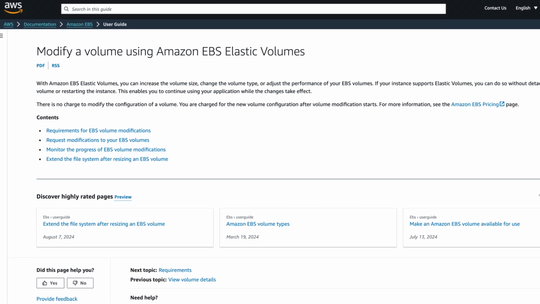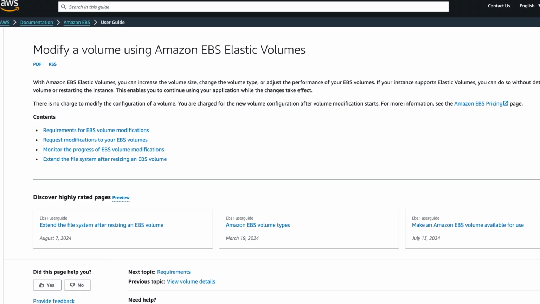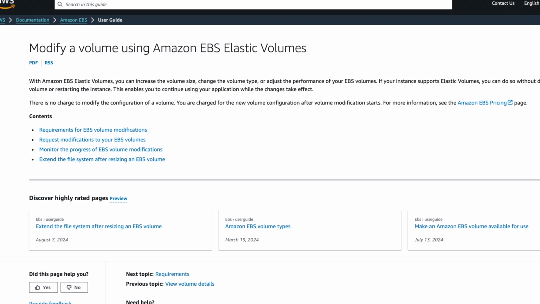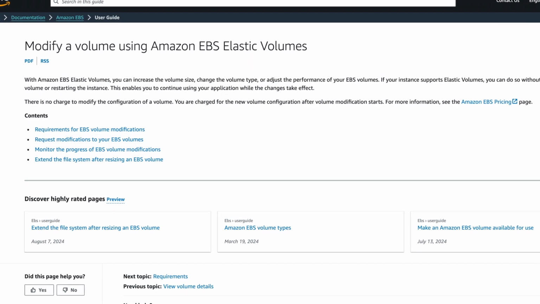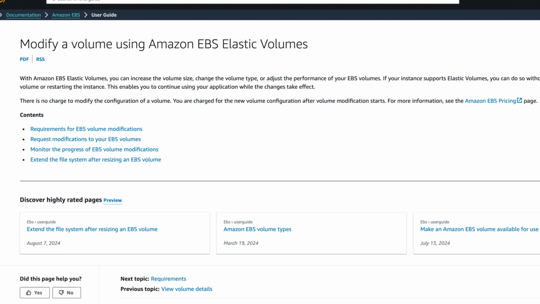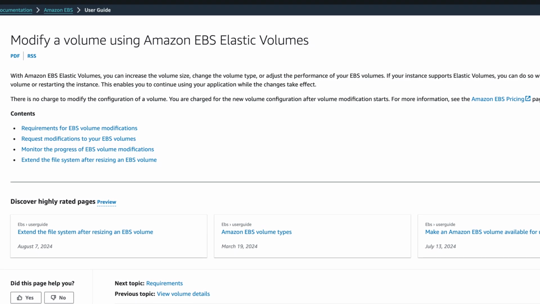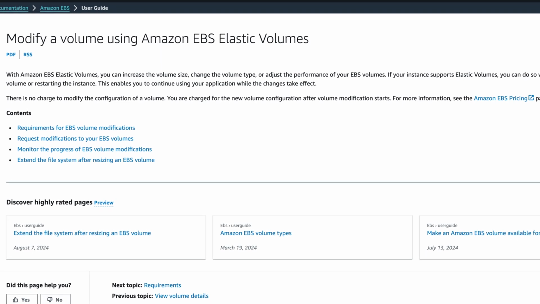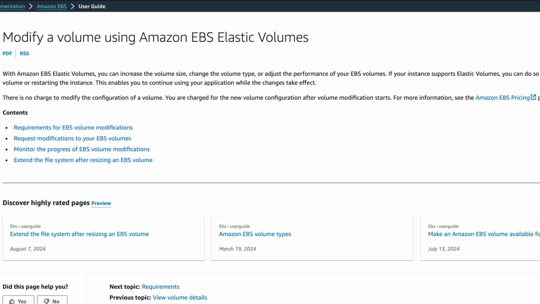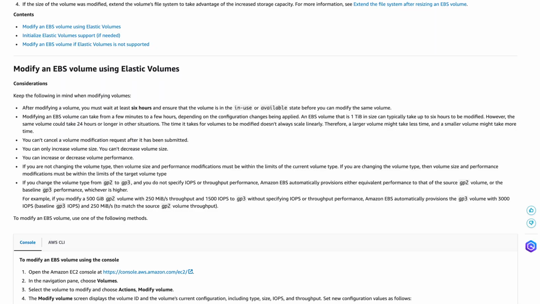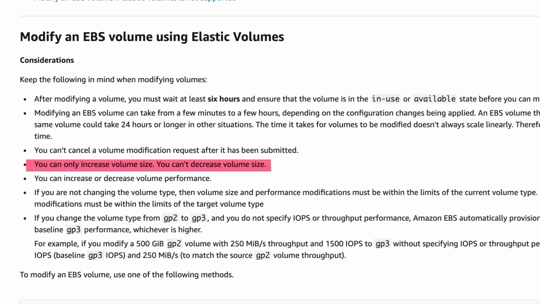And this is done without any downtime or impact to the performance of the volume. So if your workload changes or your requirements change, you can use this feature, elastic volume, to modify the type of volume, increase it in size, or change the performance while the volume remains online and active. And just to note here, with EBS volumes, you can't use this feature to reduce the size of the volume.